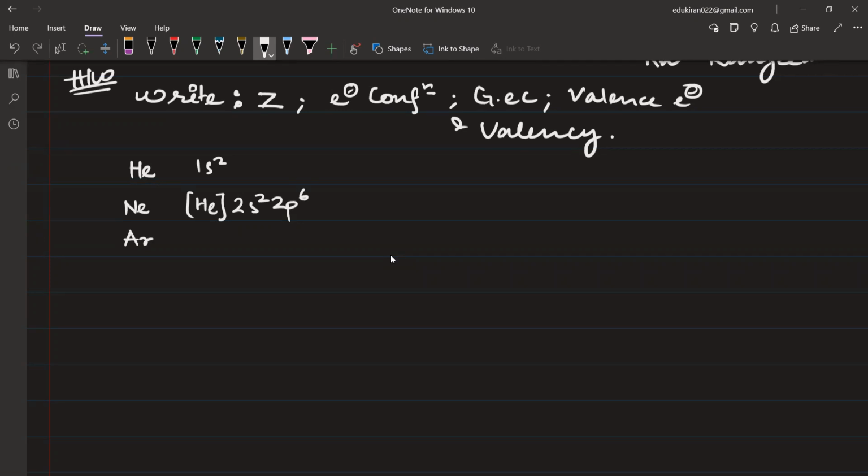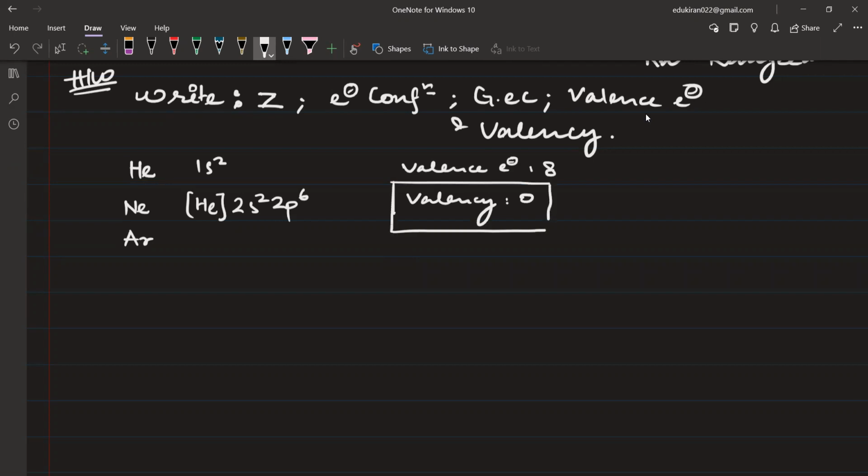Now, if you look at the valence electron, it is going to be 8 always for this. And the valency here will be 0. And that is why these are noble gases. That means generally speaking, they don't react. And that is why we have the name noble. Noble means they are not reacting with anything.